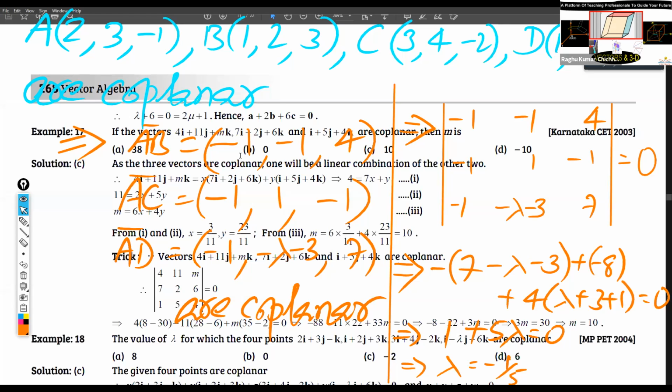Or coplanar, then M is this one, no? But nowhere is the answer. It is given to be -2. So we have gone somewhere wrong. Let us check it out. Even I didn't get the answer, sir. That means I think we have written the vectors themselves wrong.